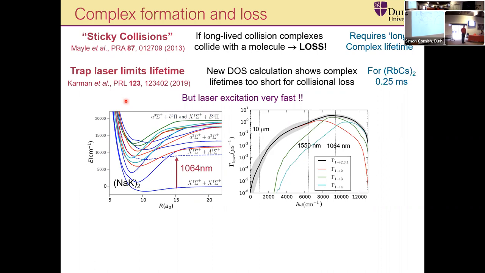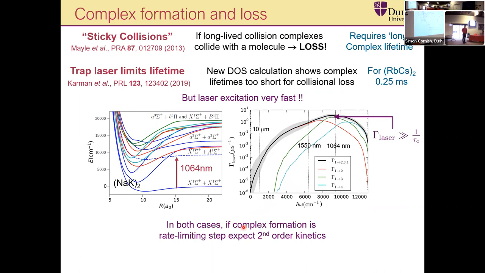And they calculated some laser excitation rates for these complexes. This is for NaK complexes. But what you see, these are common trapping wavelengths, and the rates are just enormous. More to the point, they're enormous for any wavelength. The complex is so complex that there are so many transitions that wherever you sit, unless you're prepared to go to CO2 wavelengths, you're going to rapidly excite this complex. So the key, though, is that the complex formation could well be the rate that is observed. These processes are fast. What's determining the loss is how fast the complex is formed.